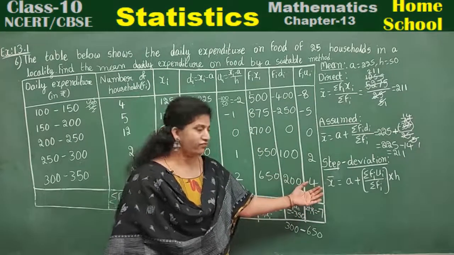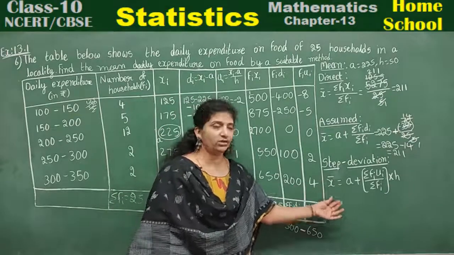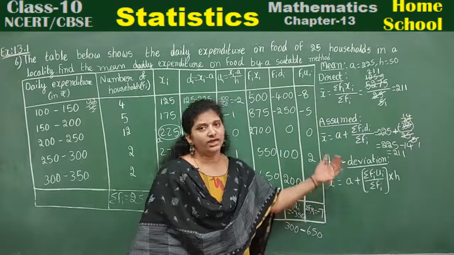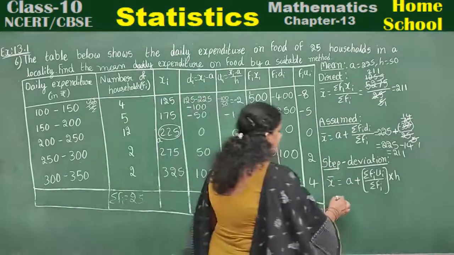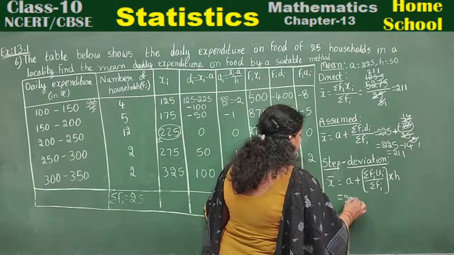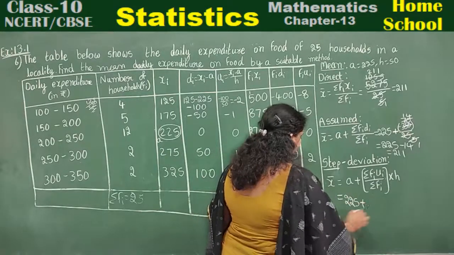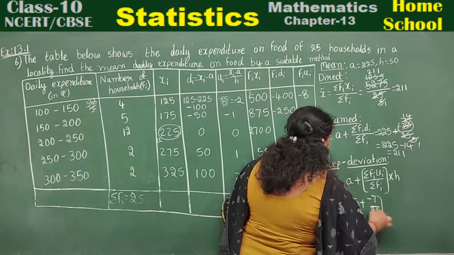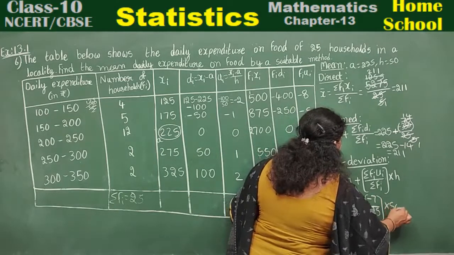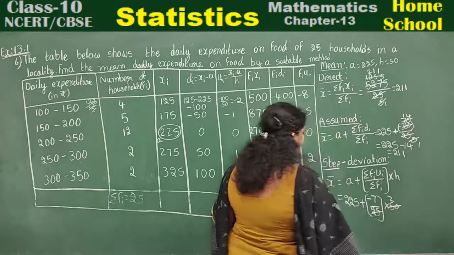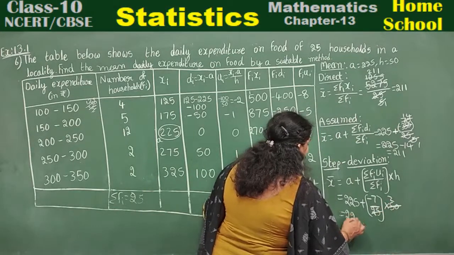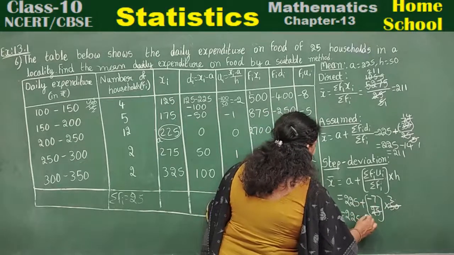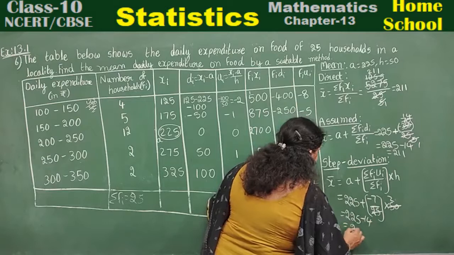See step deviation formula. X bar is equal to a plus summation Fi Ui by summation Fi into h. Apply here. A value is 225. Summation Fi Ui is minus 7 by 25 into 50. 25 twos are 50. 225, 7 twos are 14. Plus into minus, minus 14.